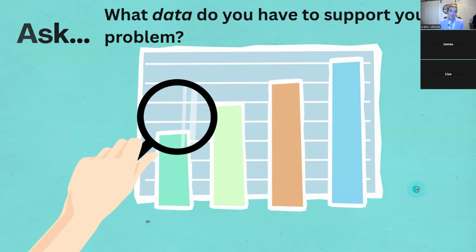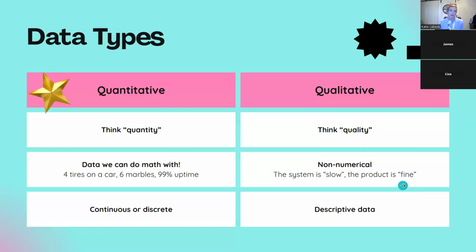Now, when we talk about data, we are being very specific. There are two different types of data that we're talking about, quantitative and qualitative. We want quantitative data, right? Think quantity. Data we can do math with. So there's 4 tires on a car, there's 6 marbles. A system has 99% uptime. So they told us all 12 of the forklift drivers are having this problem. And this data could be continuous or discrete.